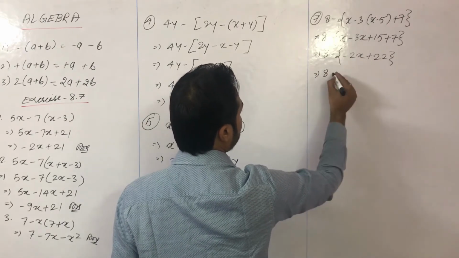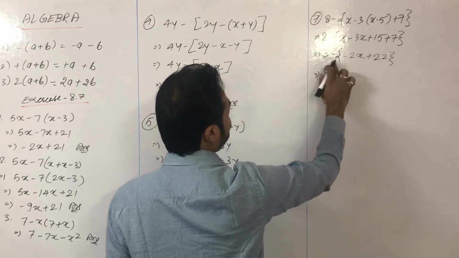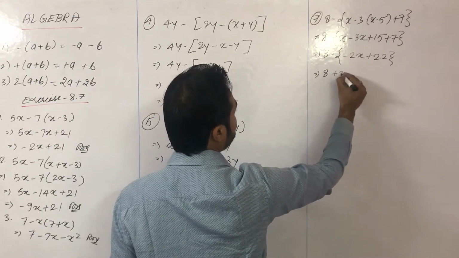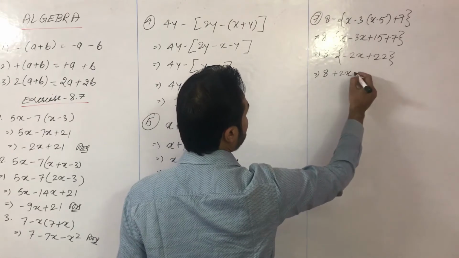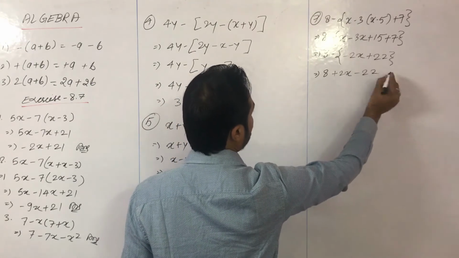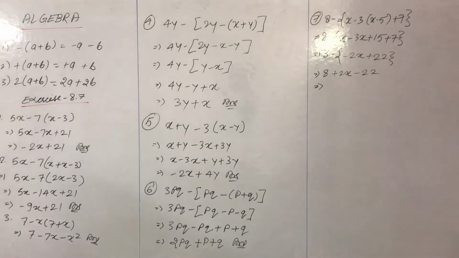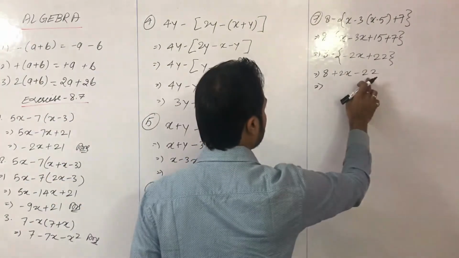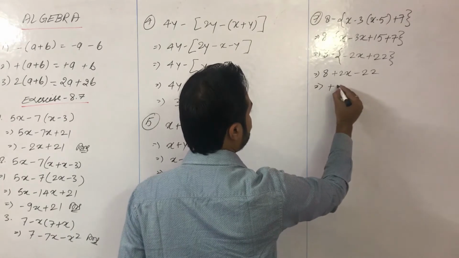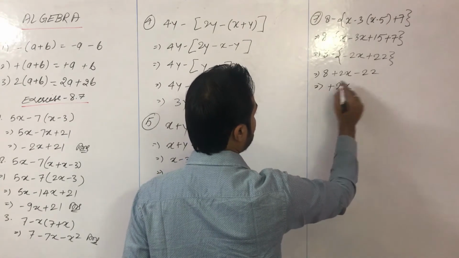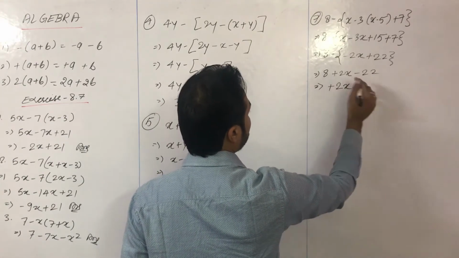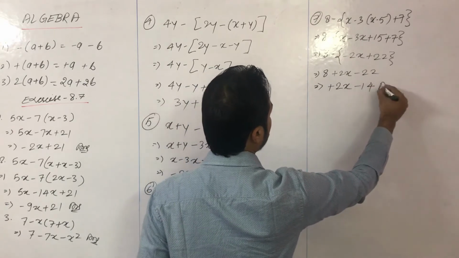Then 8 minus, so we'll solve this bracket: minus minus plus 2x, and minus plus minus 22. So plus 8 minus 22 will be 22 minus 8, so 2x with positive sign, and 22 minus 8 is 14, so minus 14.